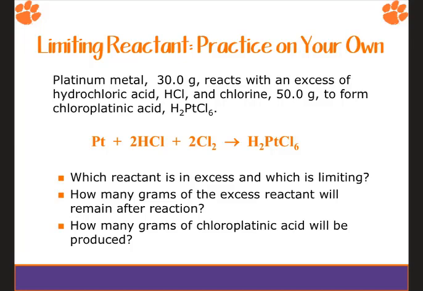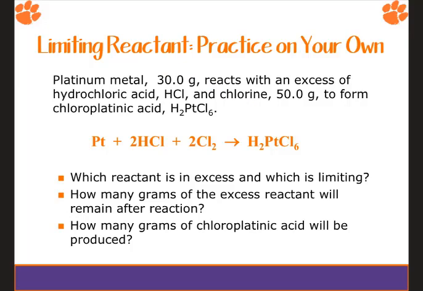So I will argue that this question is written a little bit confusingly. It's unclear where it says reacts with an excess of HCl and chlorine, if it means that both chlorine and hydrochloric acid are excess, or if just the HCl is excess. So I would not make any assumptions, and since they give me gram amounts of chlorine and gram amounts of platinum metal, I would do my limiting reactant calculations with both of those.